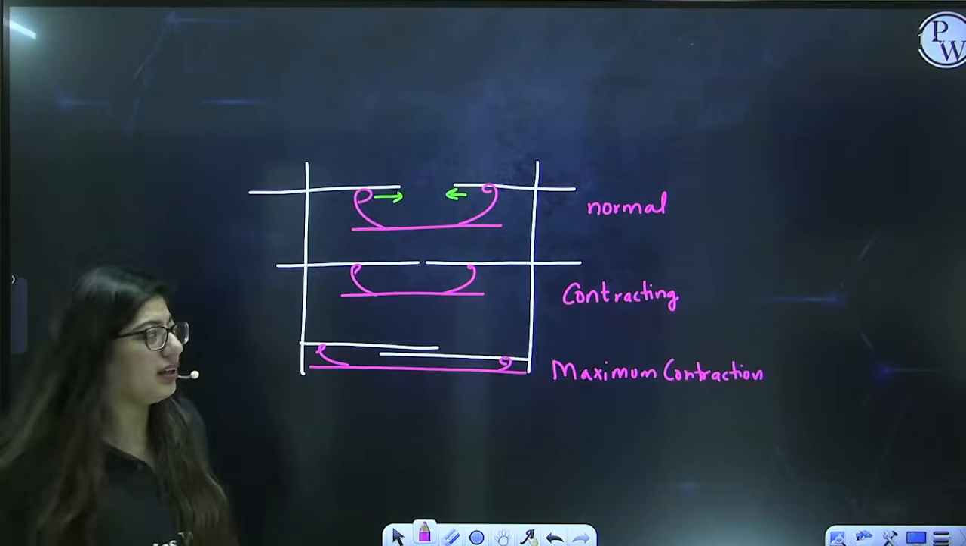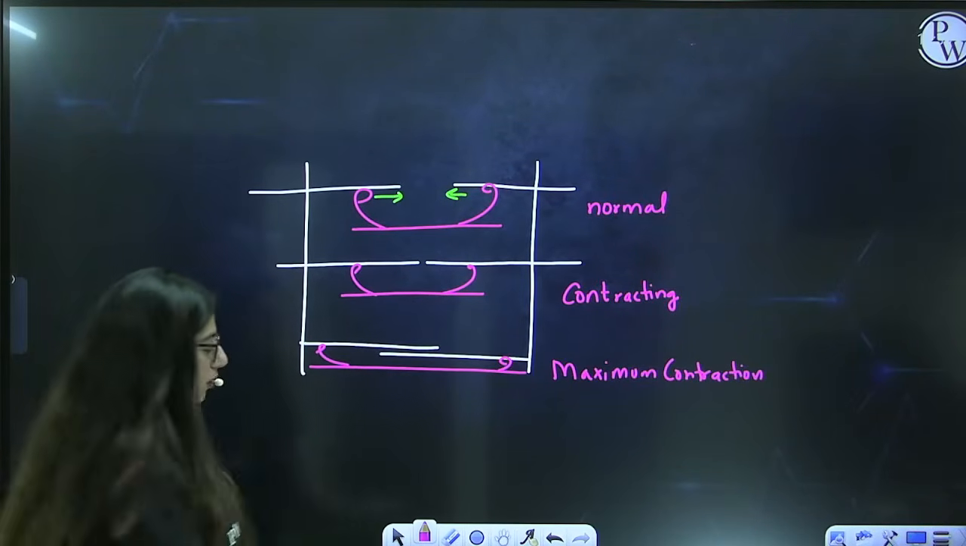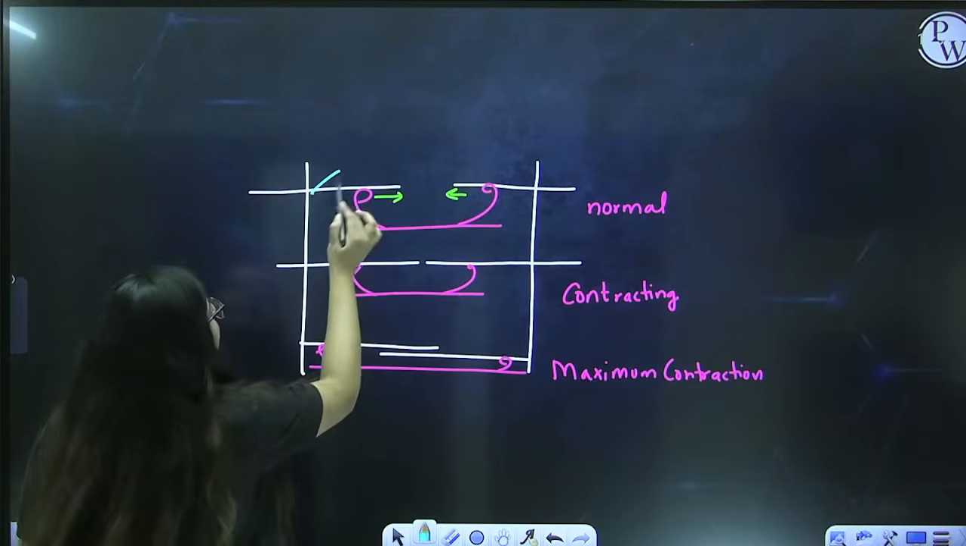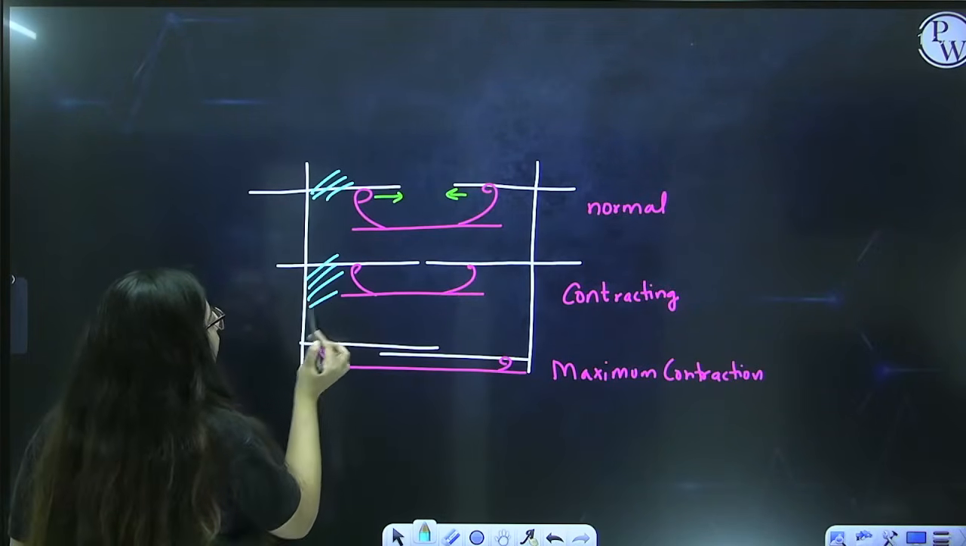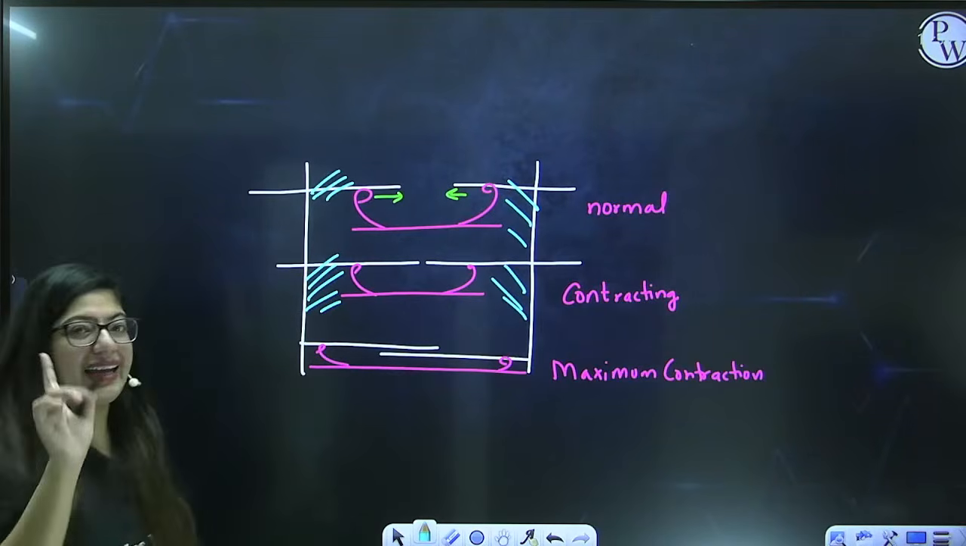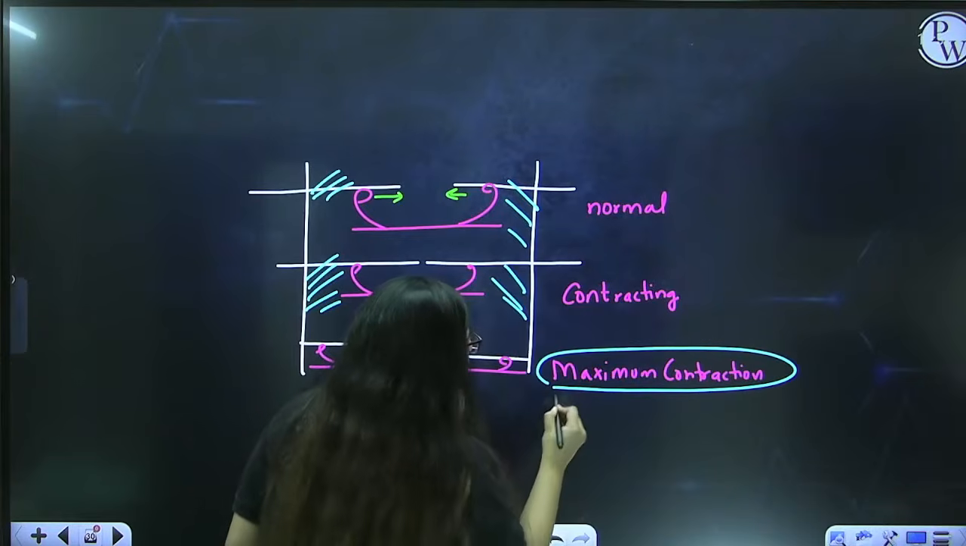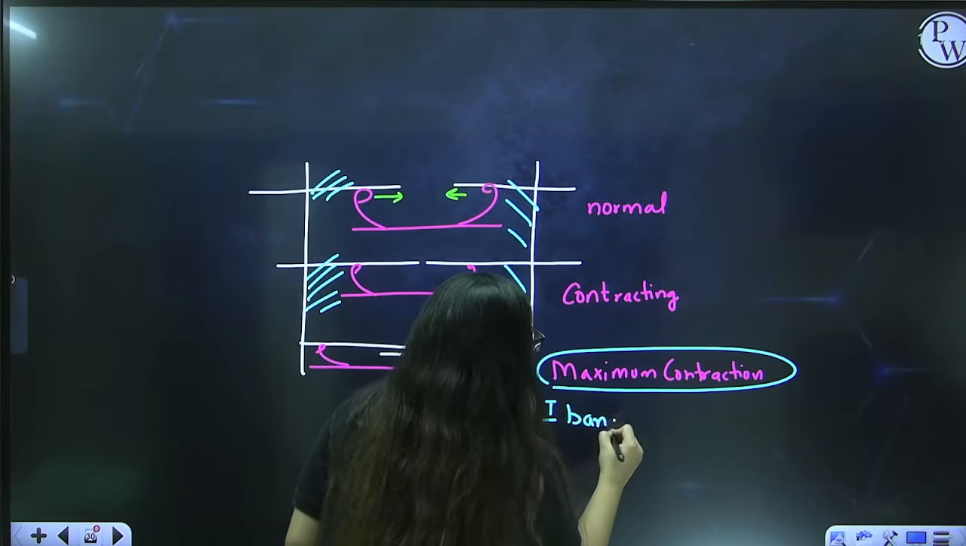Second point to note here is that the I band disappears during maximum contraction. What was the I band? This portion was the I band. This portion was the I band. Right? So can you see any I band here? No, only A band is present here. So we say that during maximum contraction, I band disappears.